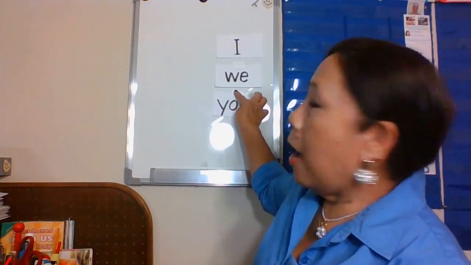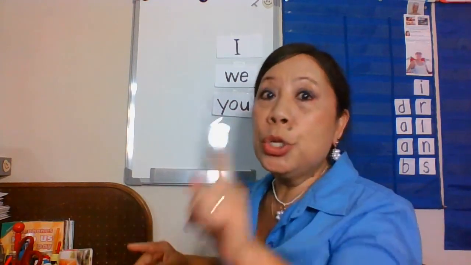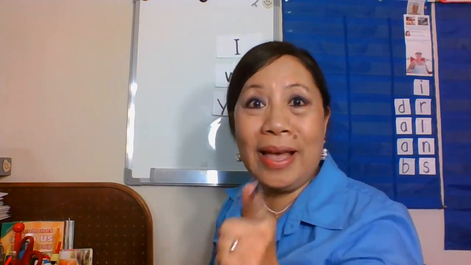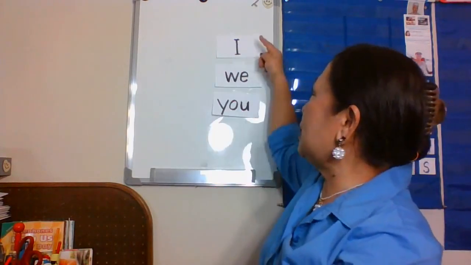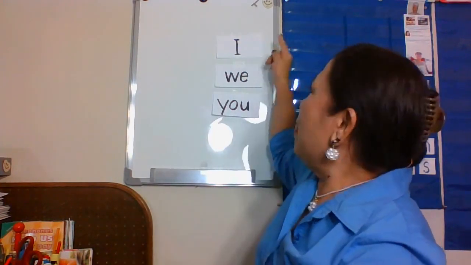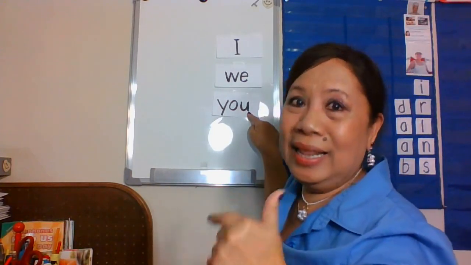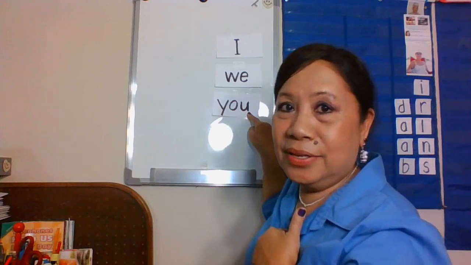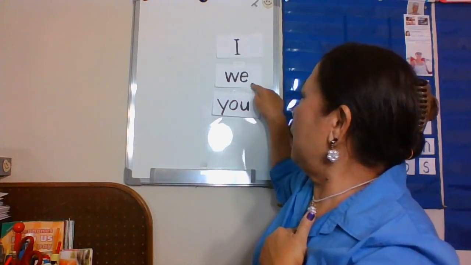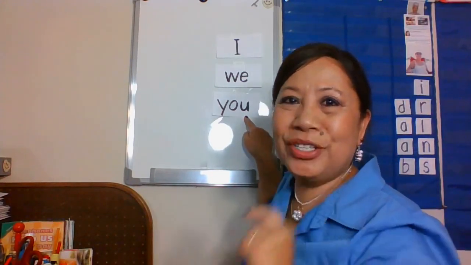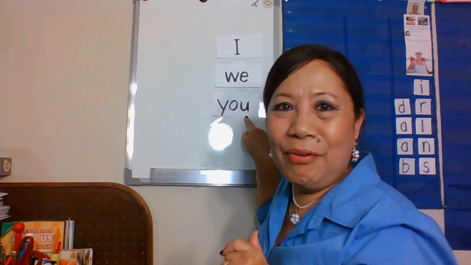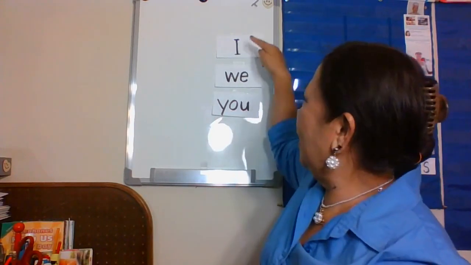Now we have your high frequency words in alphabetical order. Listen carefully because I'm going to read all three words. You will get a chance to read all three words out loud to yourselves. All right, first word is I. What word? We. What word? You. Let's do it again. My turn first. I, we, you. Your turn to read all three words just like I read it to you. Get ready to begin.